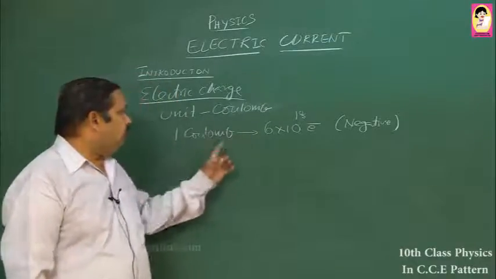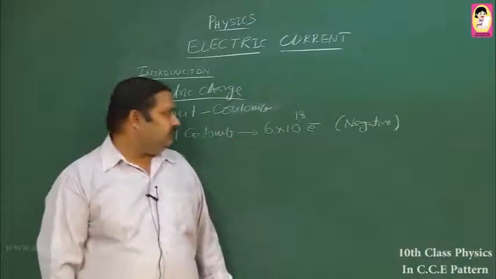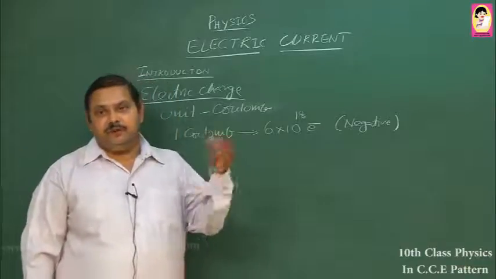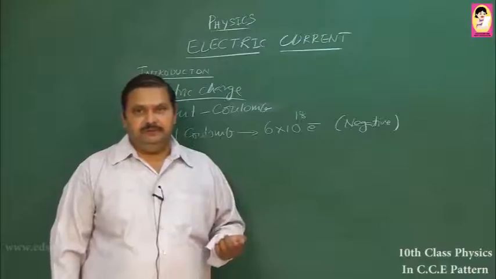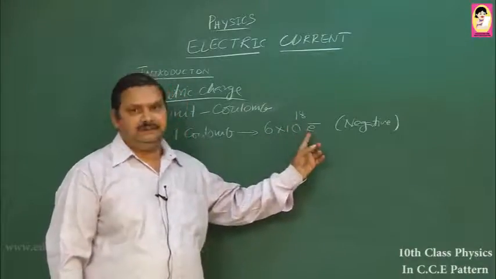So, 1 coulomb of negative charge means the total amount of negative charge present on 6 into 10 to the power of 18 electrons. Equal amount of positive charge is called 1 coulomb of positive charge. So, 1 coulomb means 6 into 10 to the power of 18 electrons.